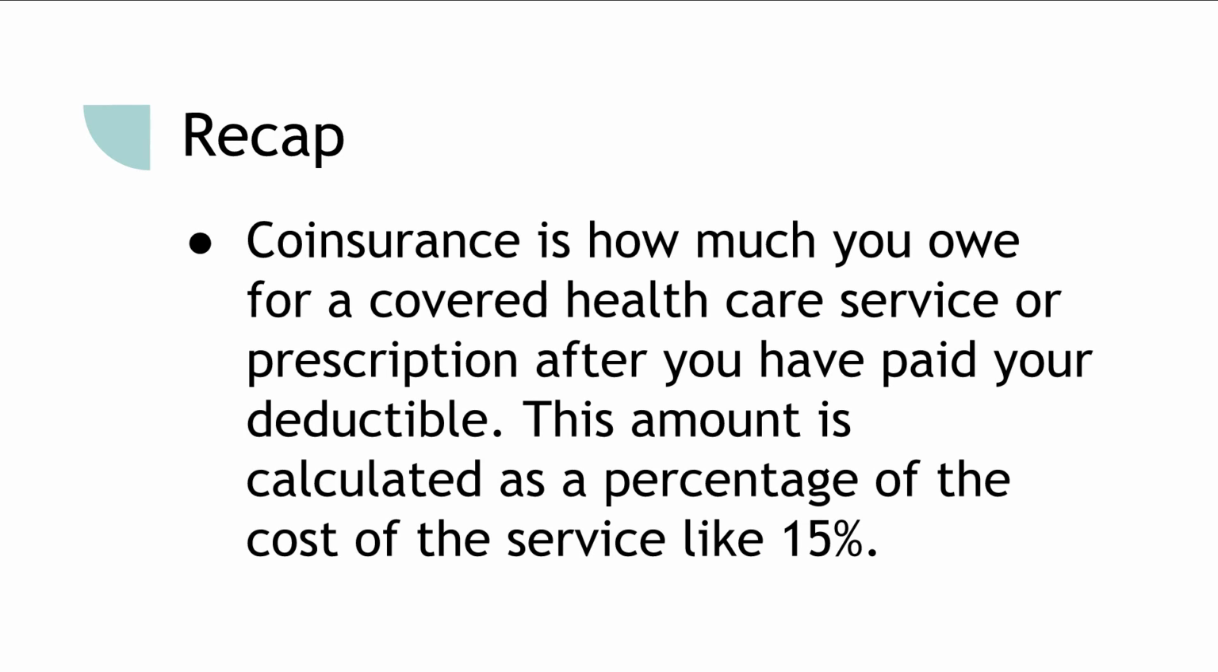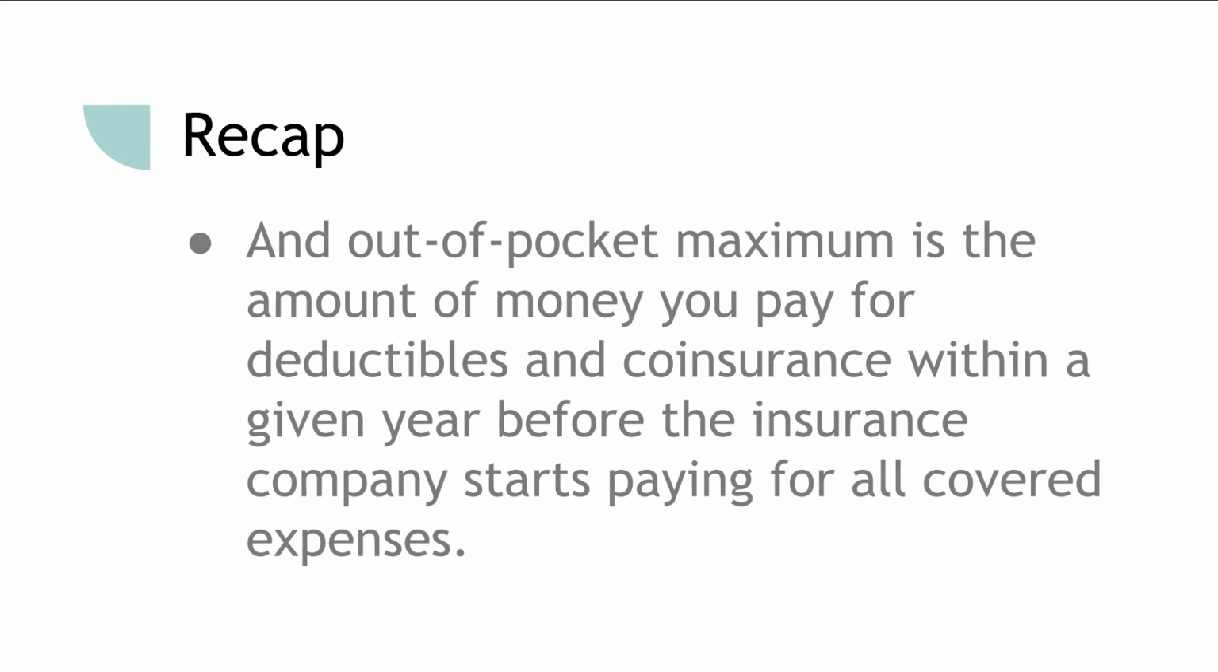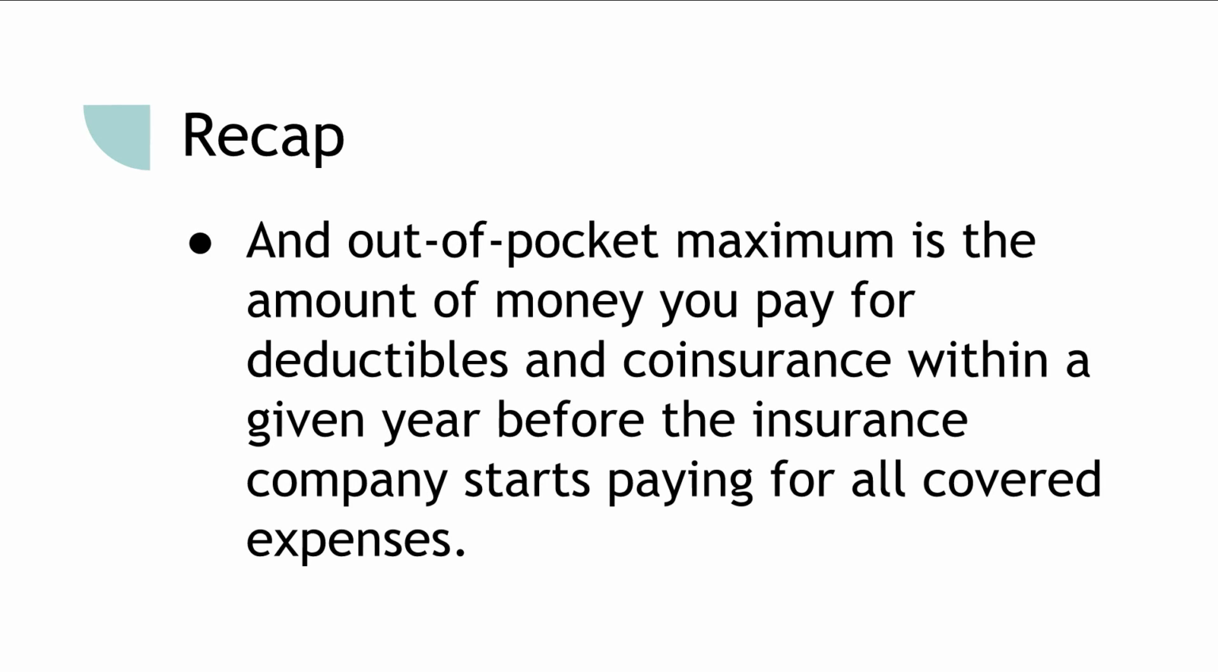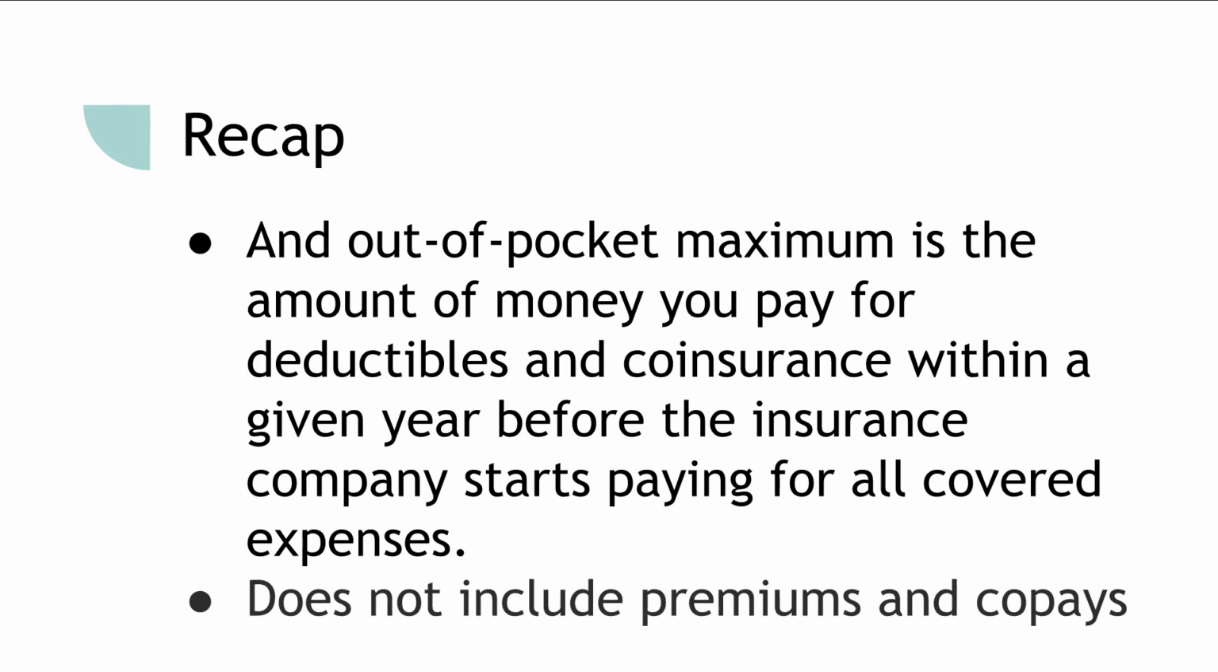Coinsurance is how much you owe for a covered healthcare service or prescription after you have paid your deductible. This amount is calculated as a percentage of the cost of the service, like 15%. And out-of-pocket maximums are the amount of money you pay for deductibles and coinsurance within a given year before your health insurance starts paying for all covered expenses. An out-of-pocket max does not include your monthly premiums or copays.